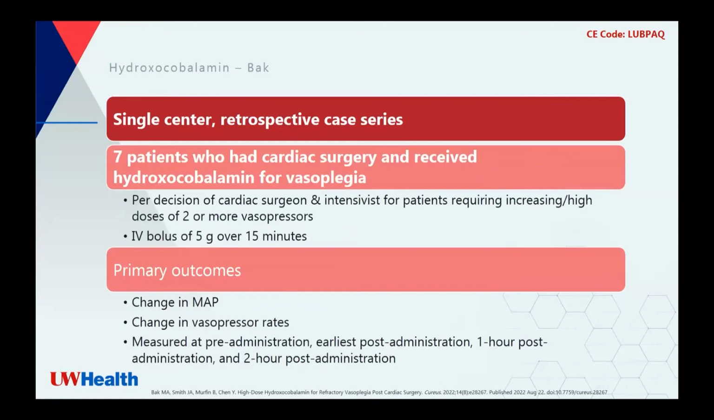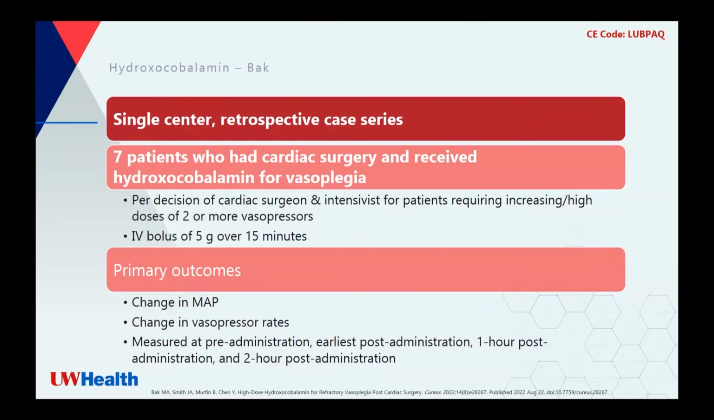So it was 7 patients, and they got the 5-gram bolus dose within the first 24 hours post-operatively. And this study didn't have to meet certain pressor requirements necessarily to qualify for hydroxocobalamin, but it was more so at the decision of the surgeon or the intensivist.